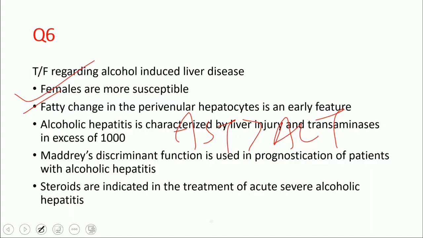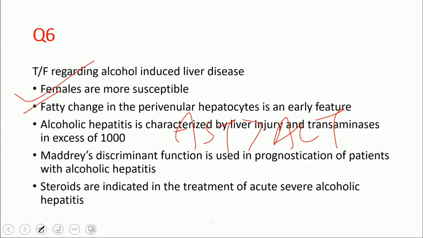Sometimes we see cases like this, right? People drink alcohol and also take paracetamol. Then transaminases are more than 1000, right? But pure alcoholic hepatitis itself does not cause transaminases more than 1000, right?